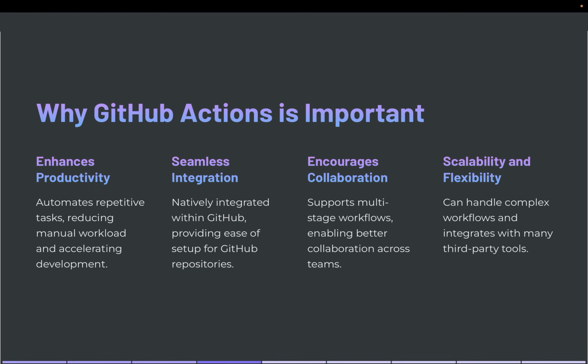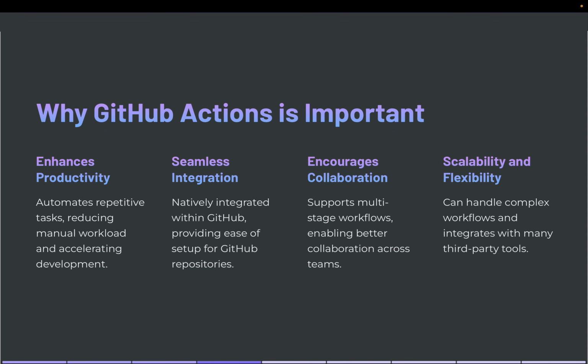Why is GitHub Actions so important for developers and teams? Simply put, it's because of the benefits it brings. Enhancing productivity is one of the key aspects. By automating repetitive tasks, developers can focus more on coding rather than manual processes.